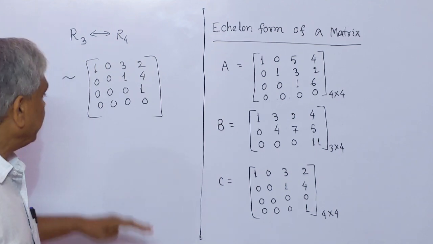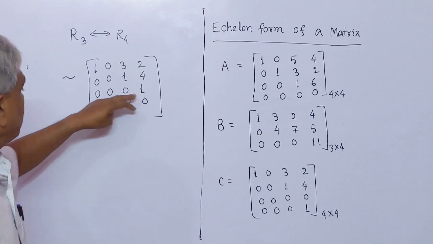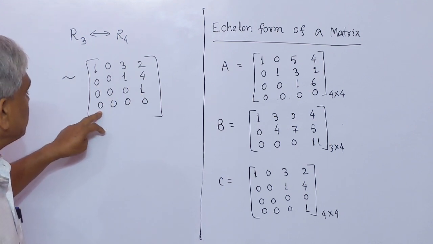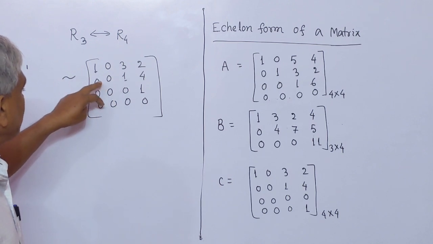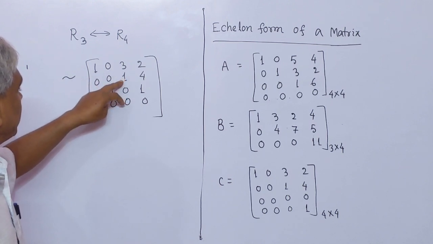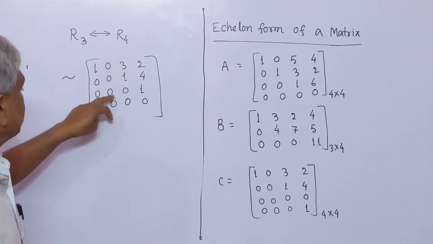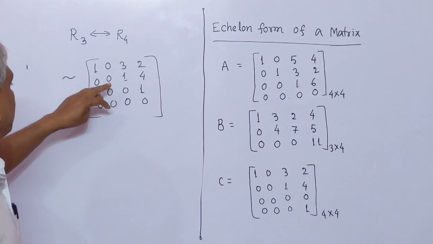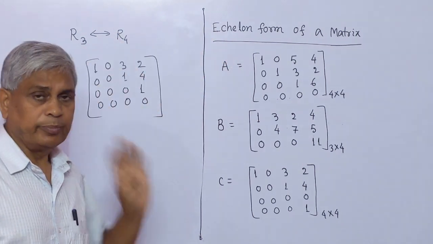Here, the number of zeros before the non-zero entry of the third row is less than the number of zeros before the non-zero entry of the fourth row. Similarly, the number of zeros before the non-zero entry of the second row is 3 here. So the number of zeros is less. So this is in the form of echelon form.